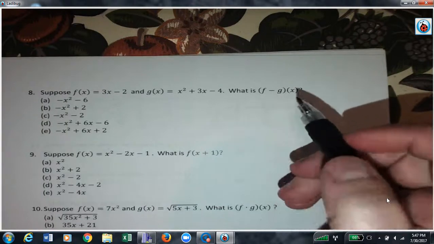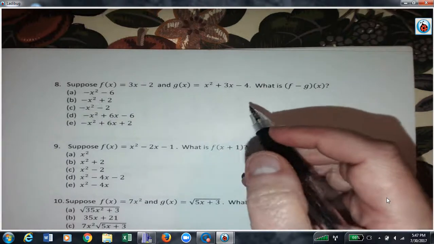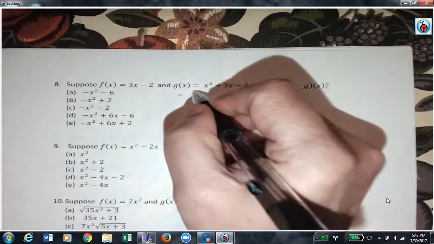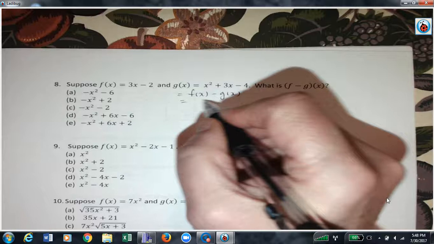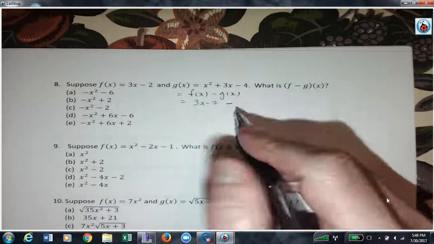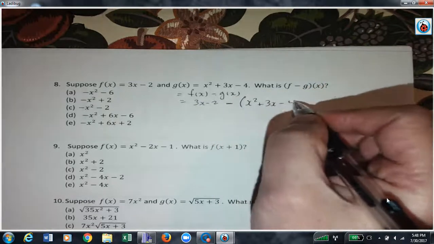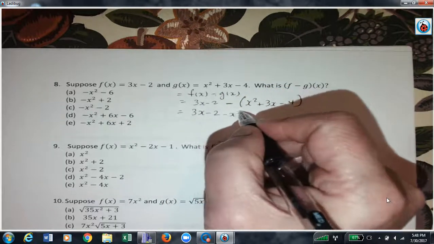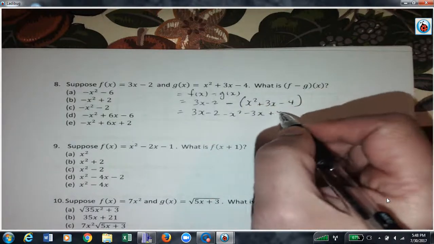So this is stuff that we learned from Math 100. That we still have to, f minus g of x is f of x minus g of x, which is the formula for f of x. Then we got to be very careful here. It's minus the entire formula for g of x. So minus x squared minus 3x minus negative 4, which is plus 4.